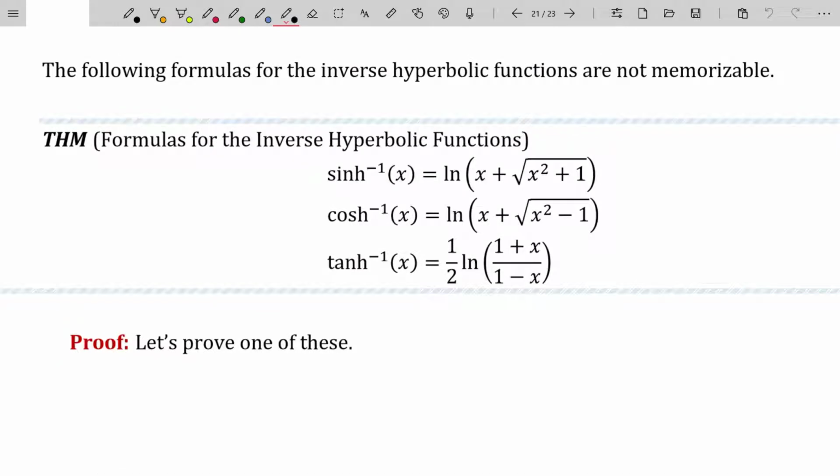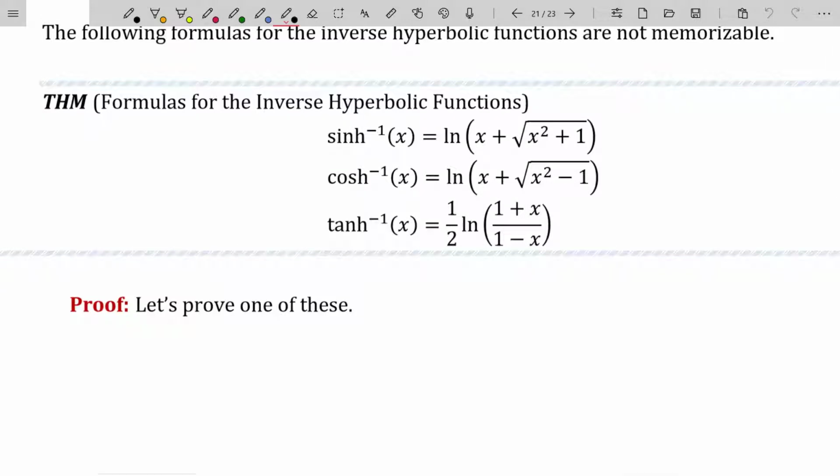And we're just going to prove one of them. And I'll prove the sinh inverse just because they're all kind of the same and they're easy to prove. So proving one of these, again, not memorizable, so I'm not going to read them out loud, but we're going to let y equal sinh inverse of x. And that's true if and only if sinh of y is equal to x.